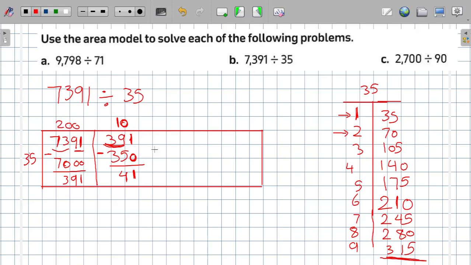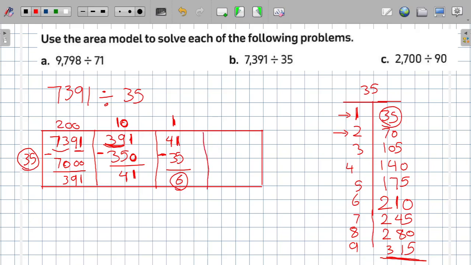So the remainder is 41. Next, I will repeat the operation again. So I have here 41, and I will take 35 again. Okay, so 35 divided by 35 equals 1. So the remainder equals 6, because 41 minus 35 equals 6. But I cannot repeat the operation again because 6 is less than 35.